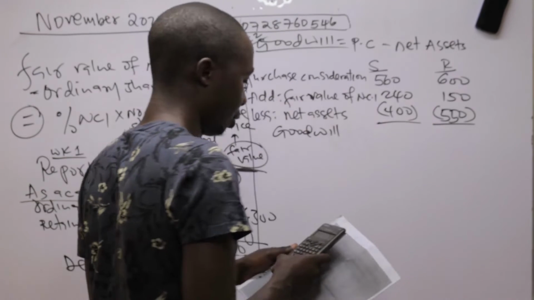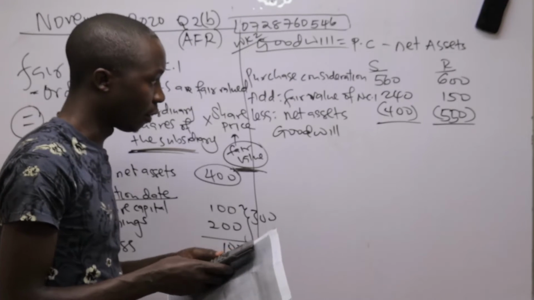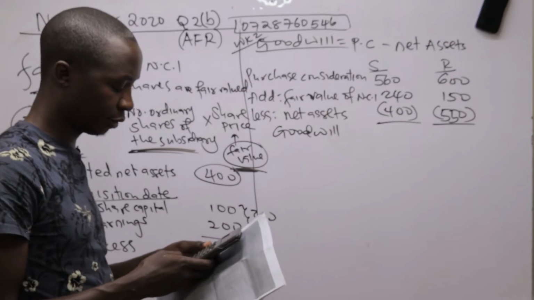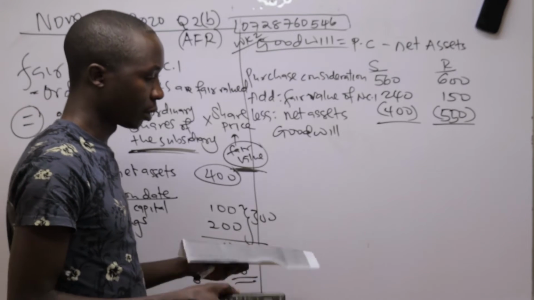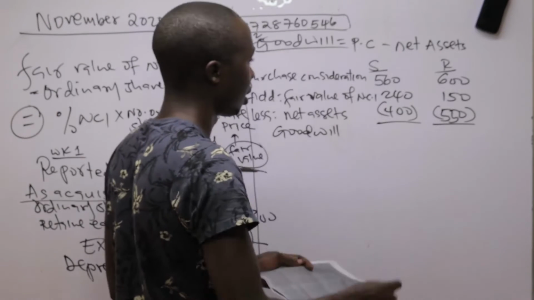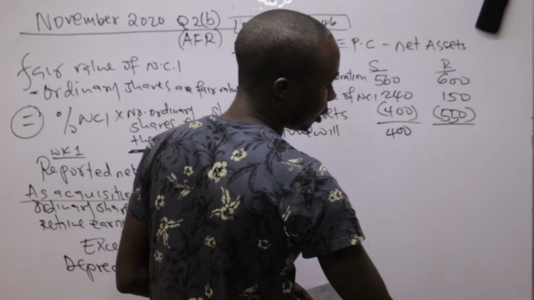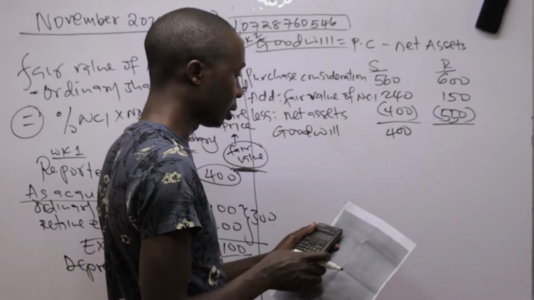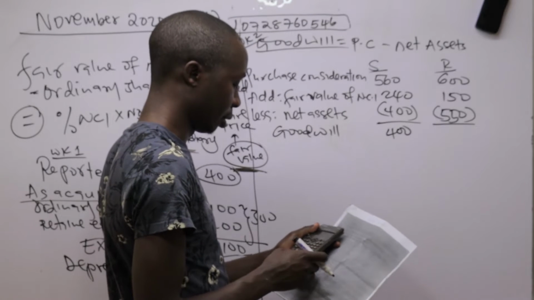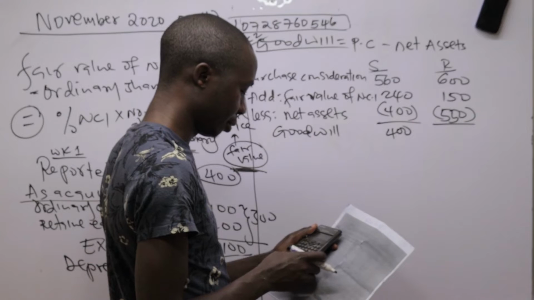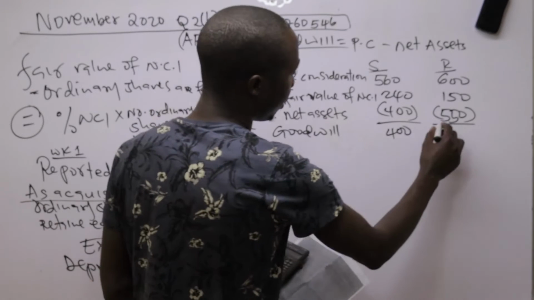So based on my calculator, 560 plus 240 minus 400. So this one is giving me what? 400. So this is 400. And on the other side, 600 plus 150 minus 550. So this one we get 200.